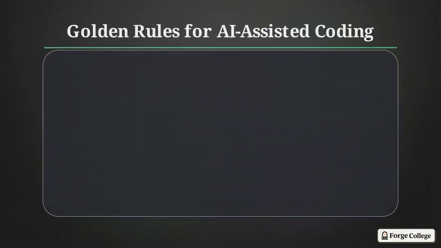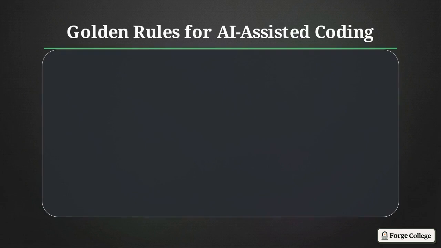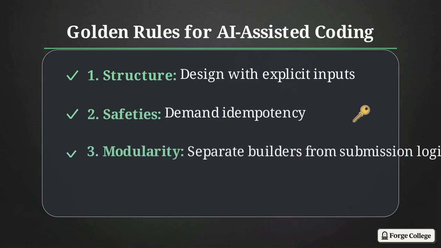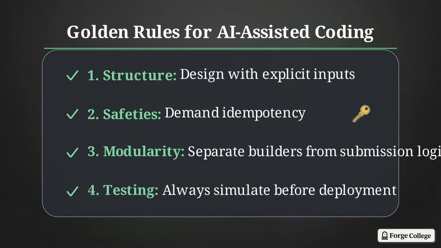These 4 bullet points summarize our golden rules for AI coding labs. Design with explicit inputs, demand idempotency, separate your builders from your submission logic, and always simulate before deployment.